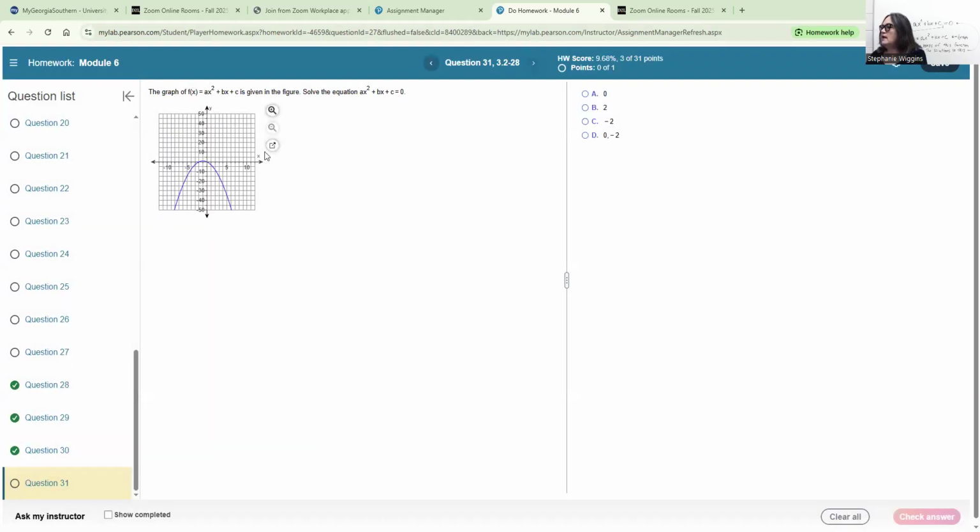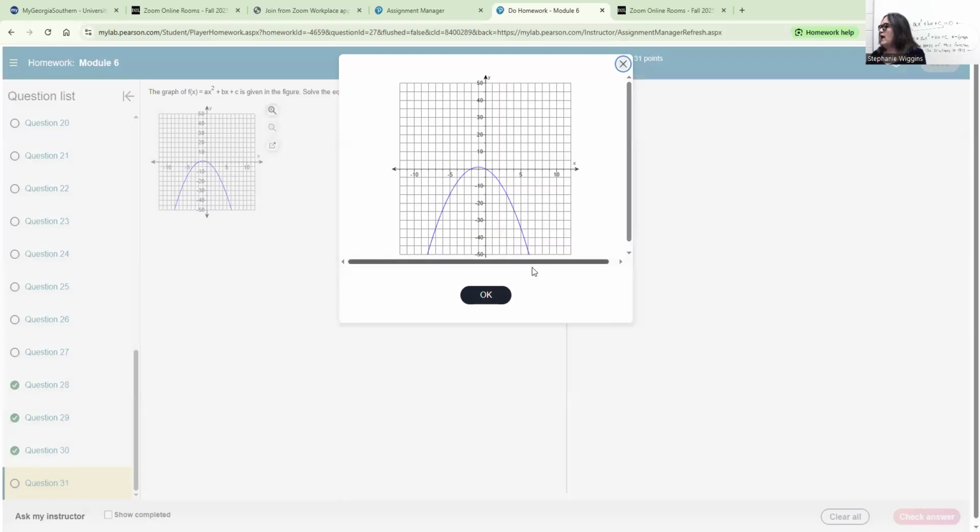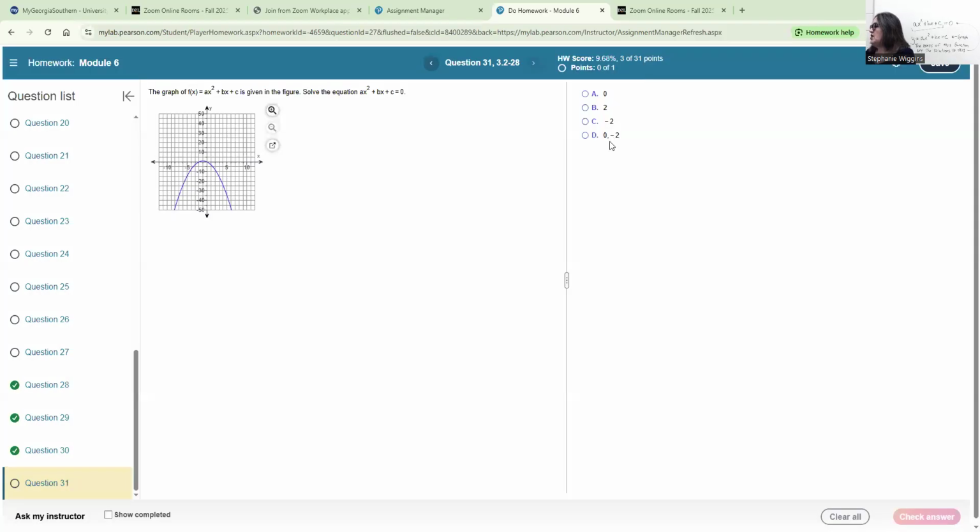And here again, we have the quadratic function. We want to know when is it equal to 0. And if you look, it looks like this is -2 and this is 0. X equals -2 and 0 are the zeros of the function, and therefore they're the solutions to the equation ax squared plus bx plus c equals 0.